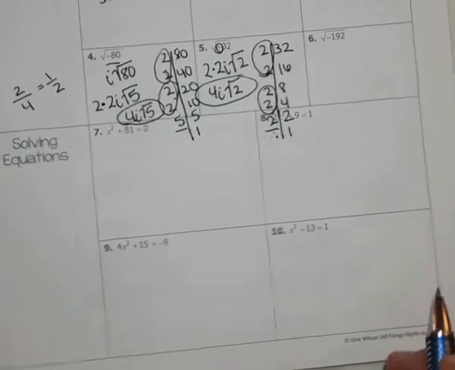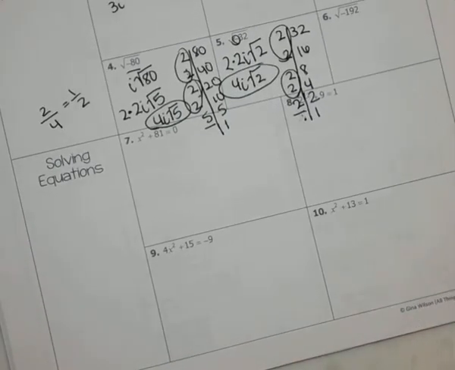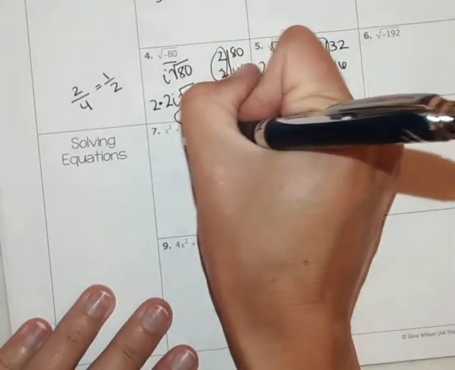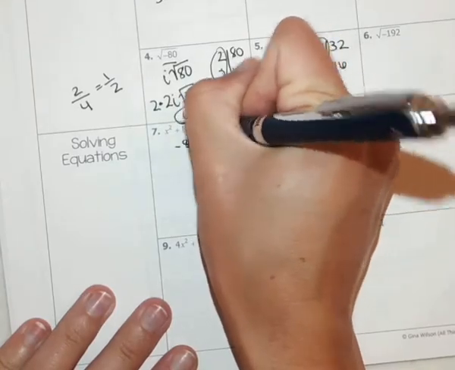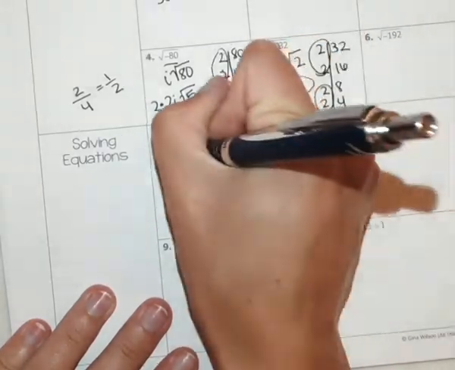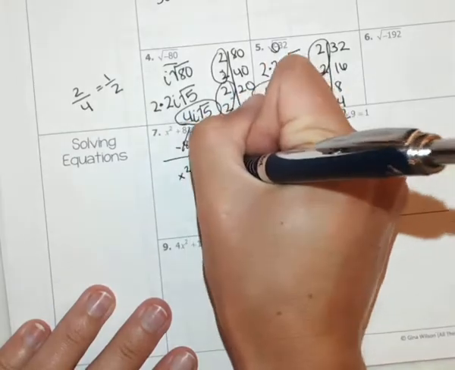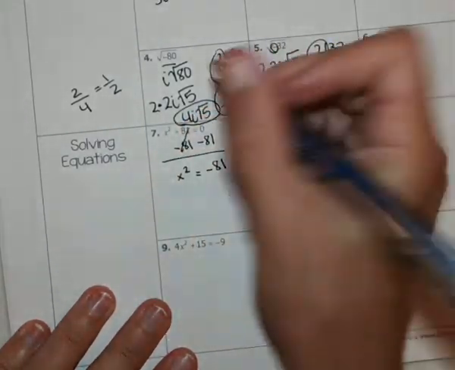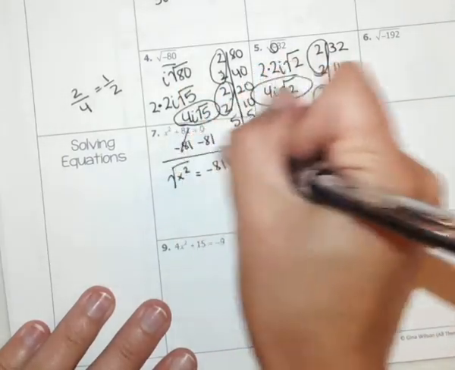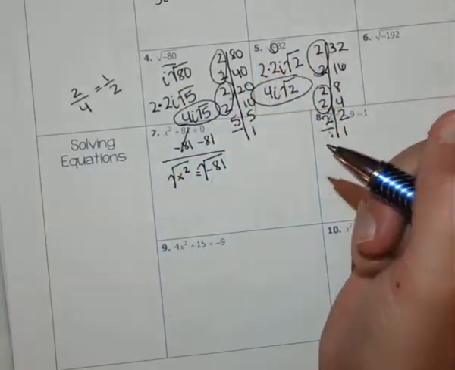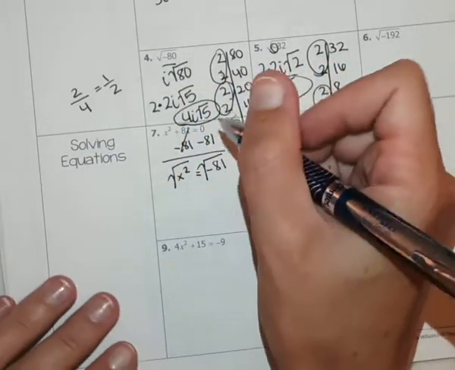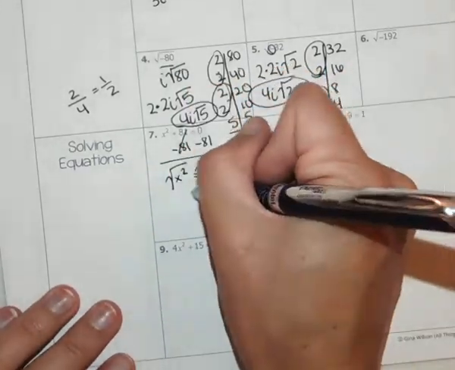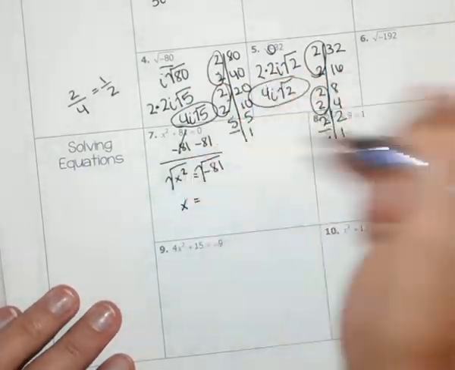Alright, let's look at number 7, solving equations. Sometimes when you're solving an equation, you will see imaginary numbers. So just solving the simple equation here, we have x squared equals negative 81. To get rid of this exponent, we want to get x alone. That's what you're doing to solve. You take the square root of both sides. Remember, the radical and the square will cancel out, and you're left with what's underneath, just the x.